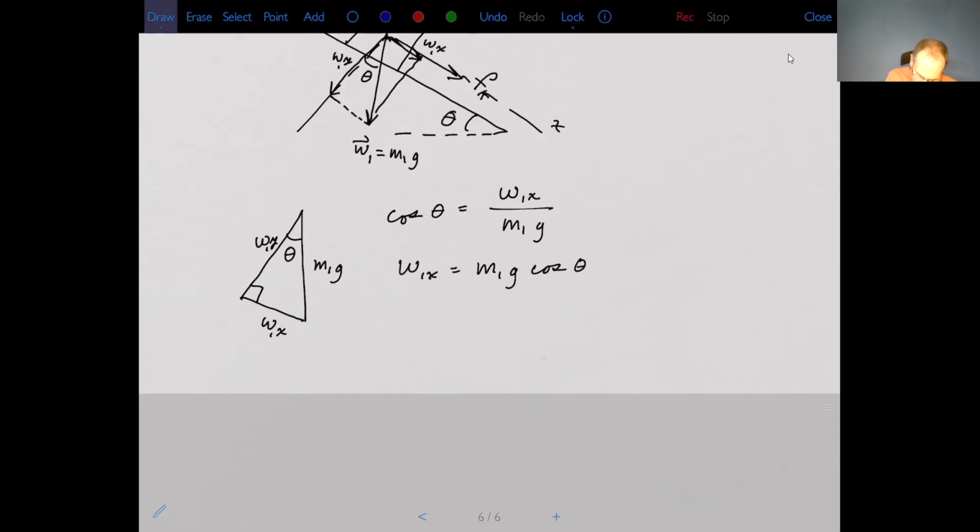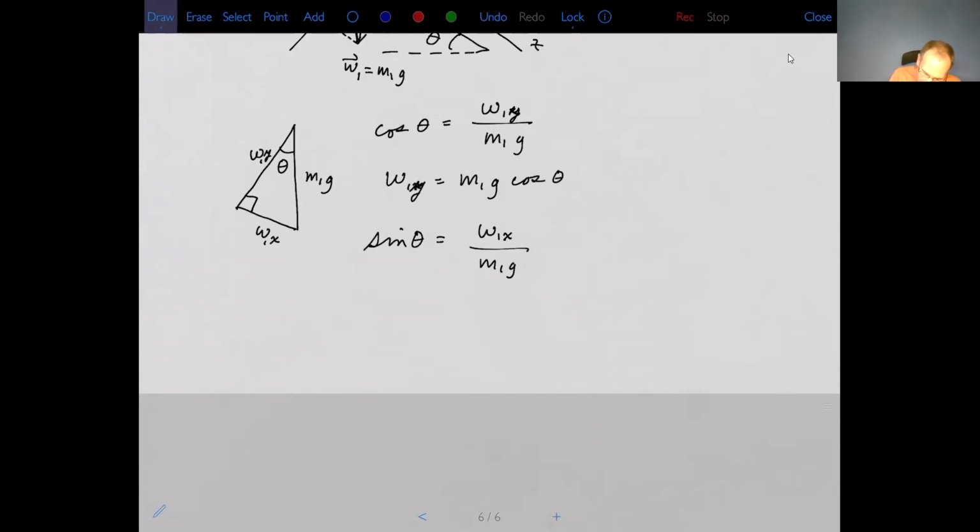Oh, hold on a second. I made a mistake there. This should be W1y, right? The y is adjacent to it. So this is y, W1y. And then opposite the angle theta is W1x, right? So this is the y adjacent, this is the x opposite. So what relates opposite to hypotenuse? That's sine, right? So I know that sine of theta is equal to W1x divided by m1g. And if I solve for W1x, it's going to be m1g sine of theta. Okay, so we have those two components.